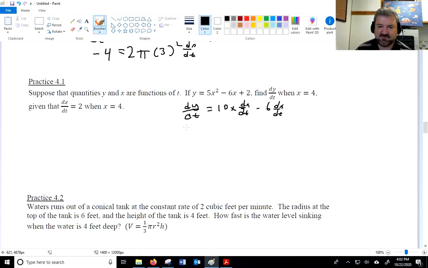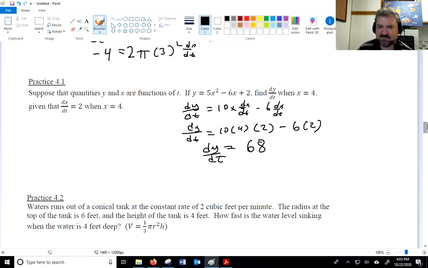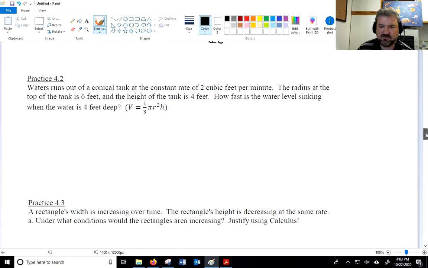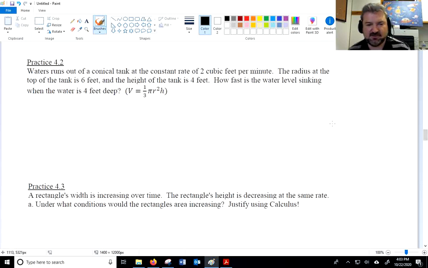Find dy/dt when x is 4, given that dx/dt is 2 when x was 4. So minus 6 times 2. So that is, let's see here, 80 minus 12 is 68. And that's units per unit time. If you're on an AP question and they don't give you units, then you don't have to give units back. So dy/dt is 68 something per something. Unit y per unit t is what you would say, but you don't have to say that.